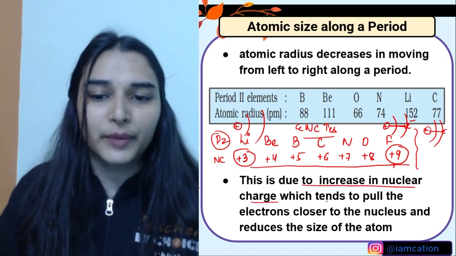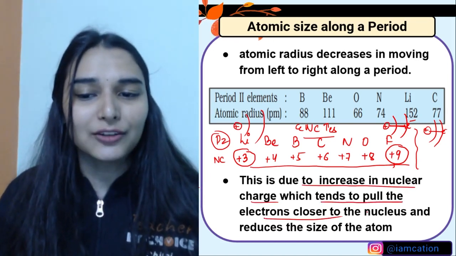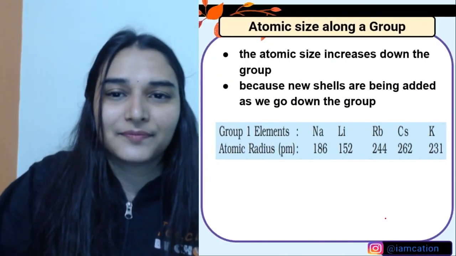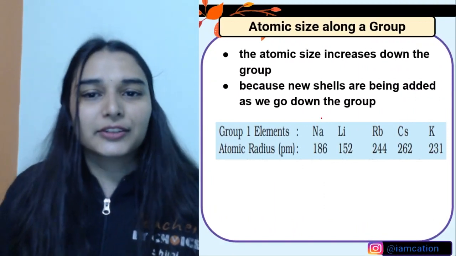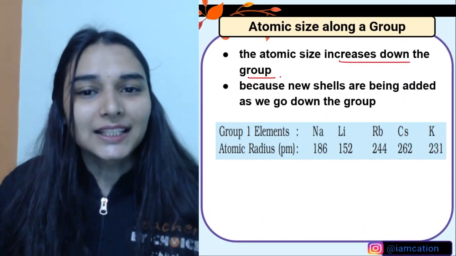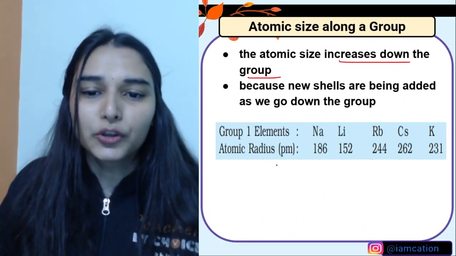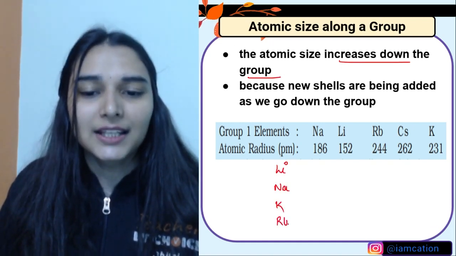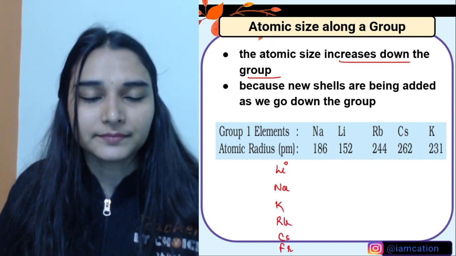Effective nuclear charge will be better, which tends to pull the electrons closer to the nucleus and reduces the size of an atom. Easy है, कर सकते हो. Okay, the atomic size increases down a group. Yes, down a group, जैसे if you talk about lithium, sodium, potassium, rubidium, cesium, francium.